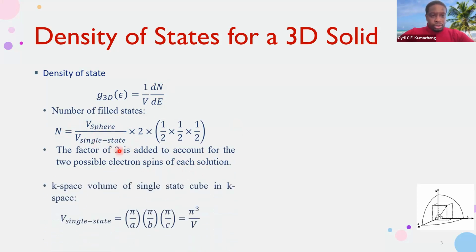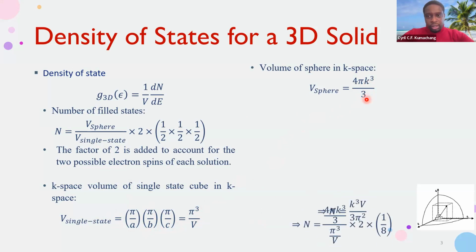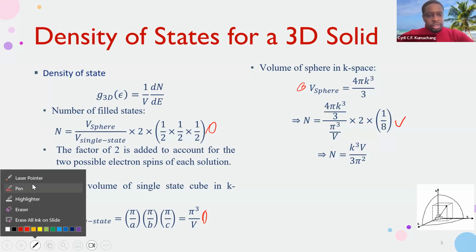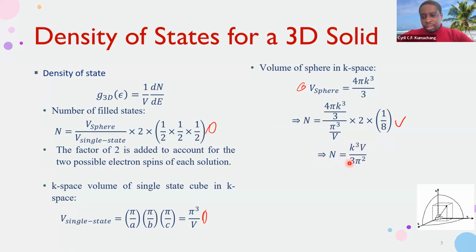So to get this volume of a single state, we use this expression and we end up having that this volume is given by pi cubed over the volume. Also, we get the volume of the sphere, which is commonly given as 4 pi over 3 times the radius cubed. In this context, the radius is k. If we substitute this expression and this one into this, then what we are going to get is what we have here. So we can do the simplification, and what you end up having is that the number of filled states is equal to the radius cubed times the volume over 3 pi squared.